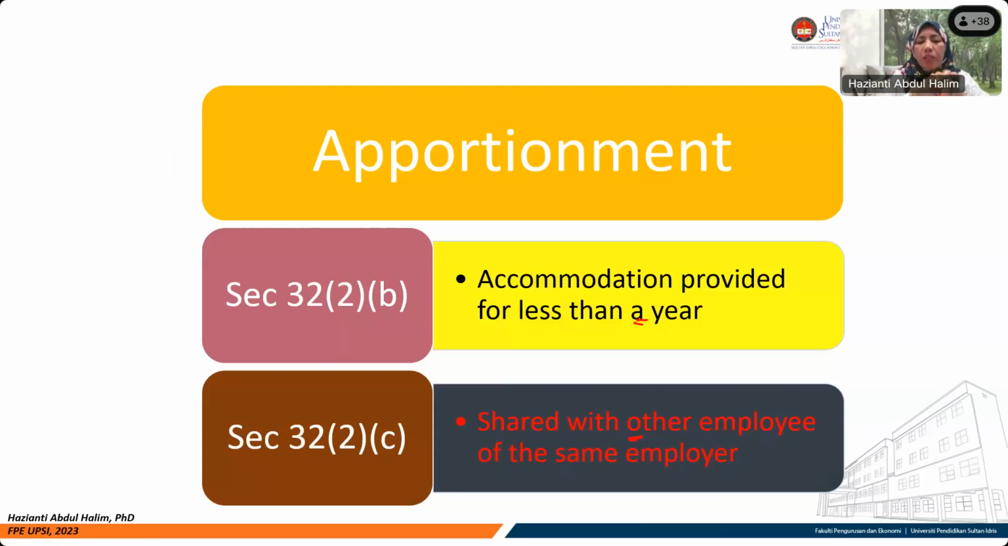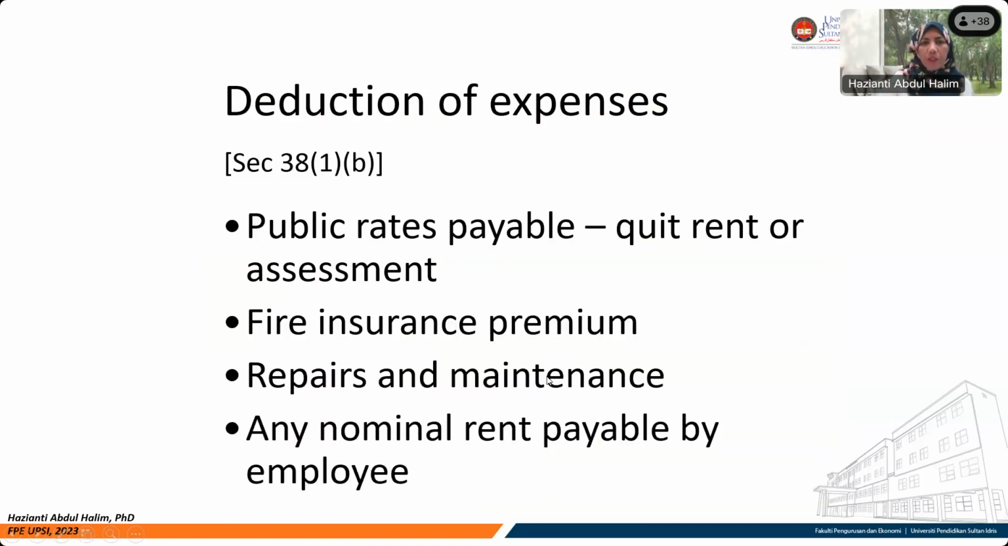Okay. Alright, what about the employment or the accommodation provided for less than a year or it is shared with other employee of the same employer? Same employer kalau duduk share rumah dengan orang kerja company lain tak kira macam ni. Dia mesti share dengan same employer.